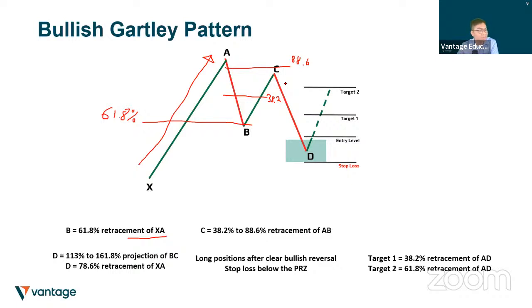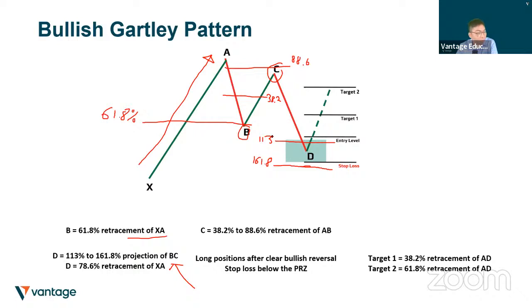This pattern is completed at point D, which will be located between 113% to 161.8% projection of BC. So if you draw a Fibonacci line from bottom B to C, you have the projection area. It's a bit confusing and might take a while. 113% and 161.8%.